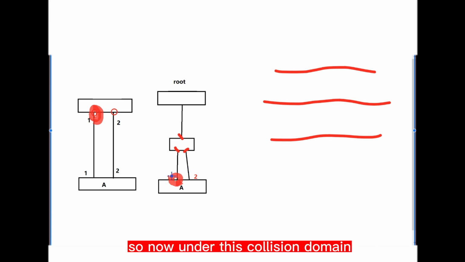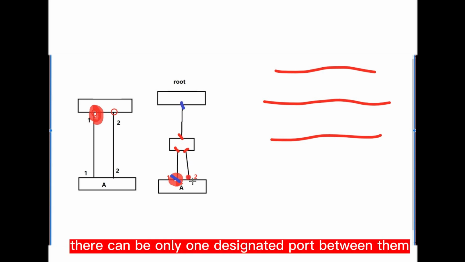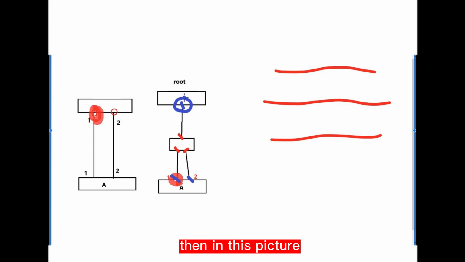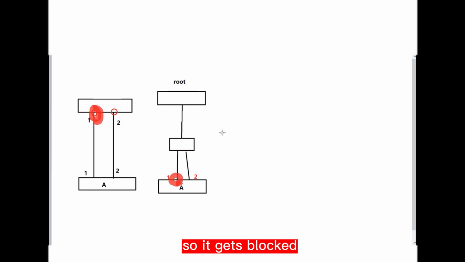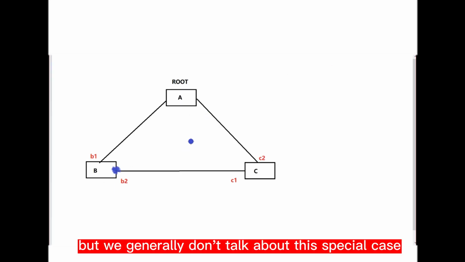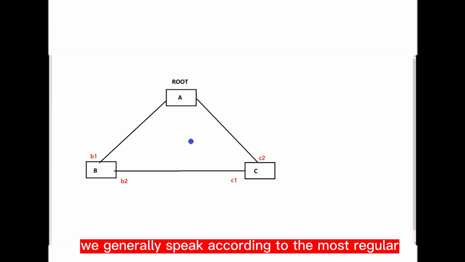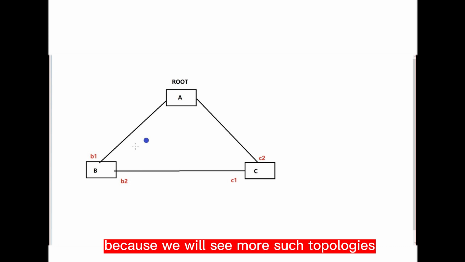So now under this collision domain, it has been selected as root. There can be only one designated port between them. By default, it must be a designated port, because it is a port above the root. Then in this picture, this port is naturally blocked, because the designated port under this collision domain has been selected. So it gets blocked. But we generally don't talk about this special case. We generally speak according to the most regular, because we will see more such topologies in the future.